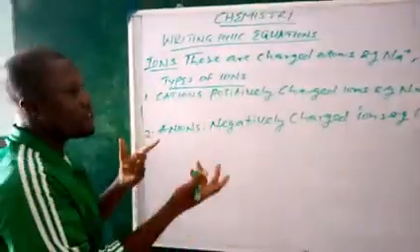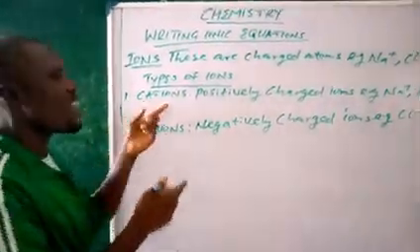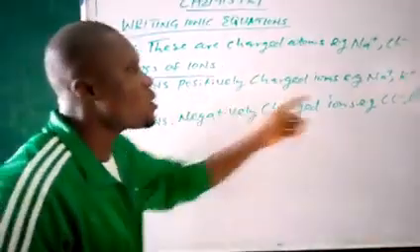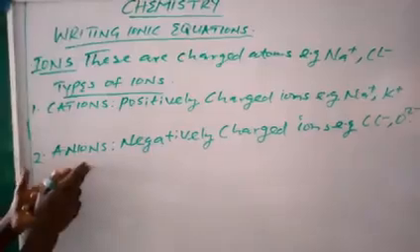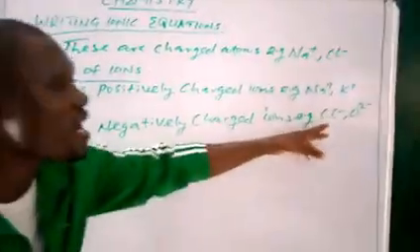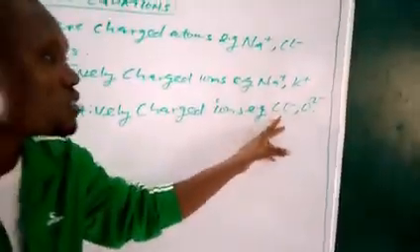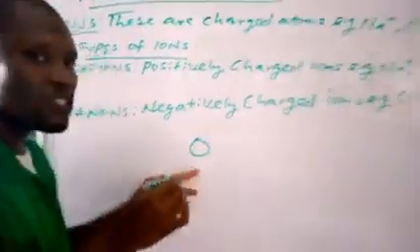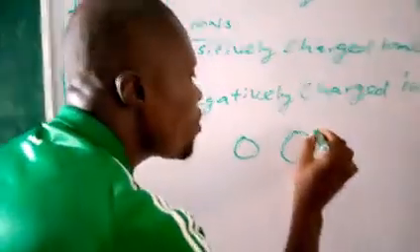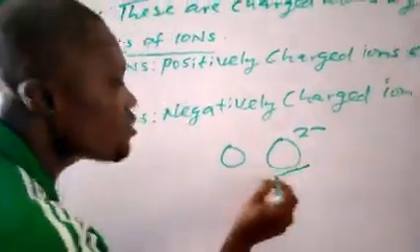Now, what are the types of ions? Number one type of ion is cations. When they are positively charged, they are known as cations. Anions are ions that are negatively charged. An example of that is chlorine and the oxygen ion. So when I write O like this, it is oxygen. But when I go ahead and write O2-, this is the oxygen ion.